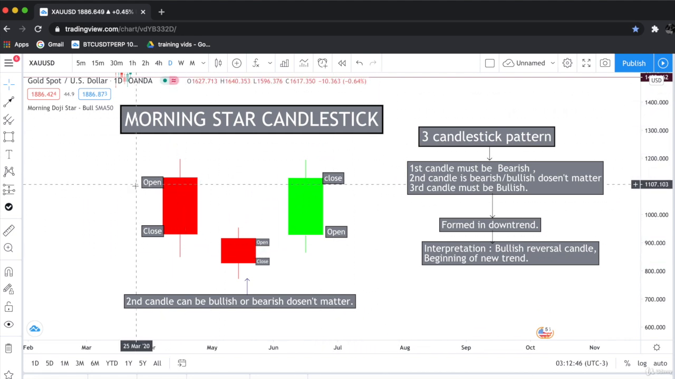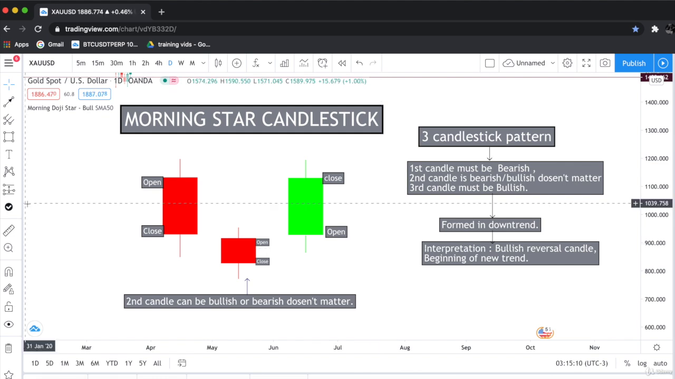The first candle is bearish. The second candle can be bullish or bearish, it doesn't matter. The third candle should be bullish. Morning star candlestick pattern is found in a downtrend, which indicates a beginning of a new trend.